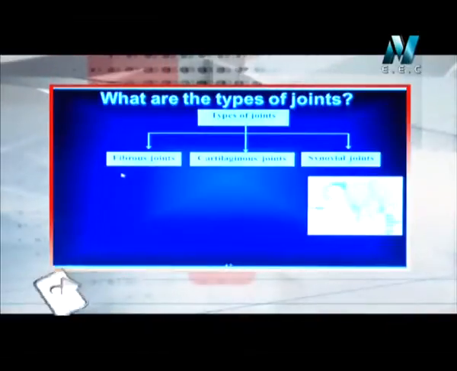What about the next question? What are the types of the joints?